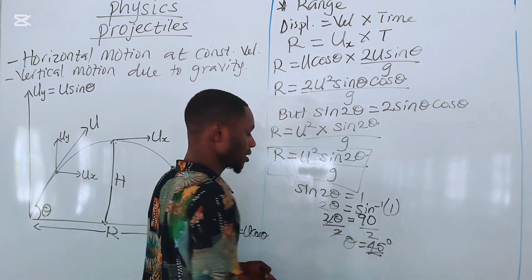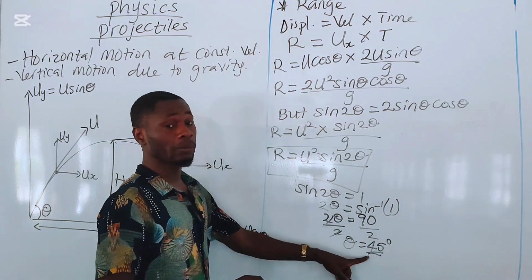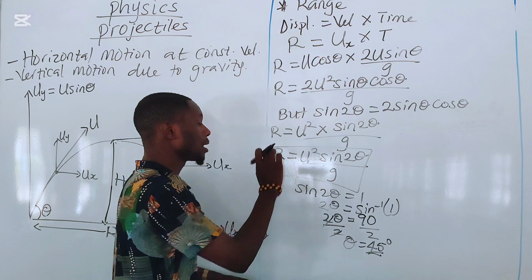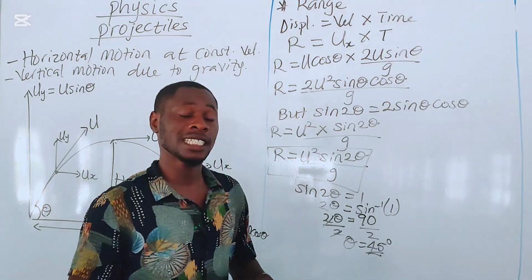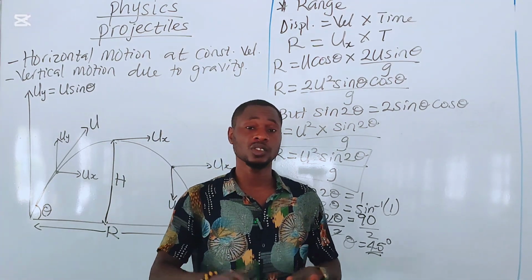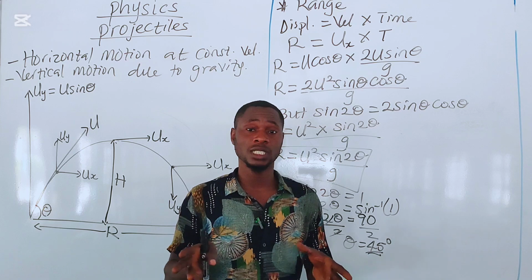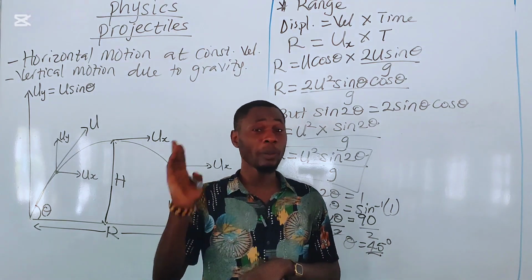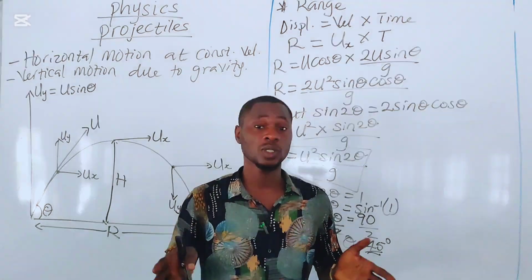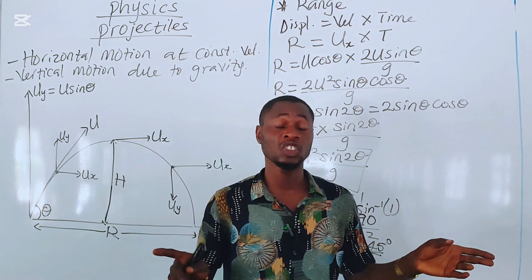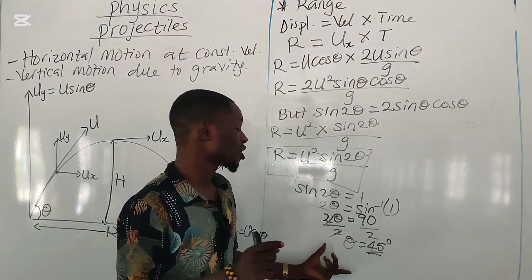So it means that for the range to be maximum, the projectile must be projected at an angle of 45 degrees. So all these are very, very important. Remember, for maximum height to be maximum, theta must be equal to 90 degrees. But for your range to be maximum, theta must be equal to 45 degrees.